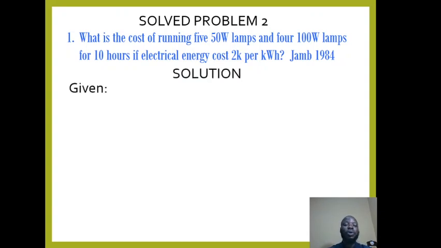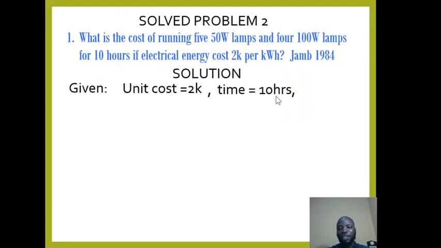Now, to solve this question, what are the parameters given to us? The first thing you should notice is that unit cost is given to us as 2 kobo per kilowatt hour. That one is known to us. Then time is given to us. We are running the two gadgets mentioned here for how many hours? 10 hours. So time is 10 hours. No need for conversion. Good.